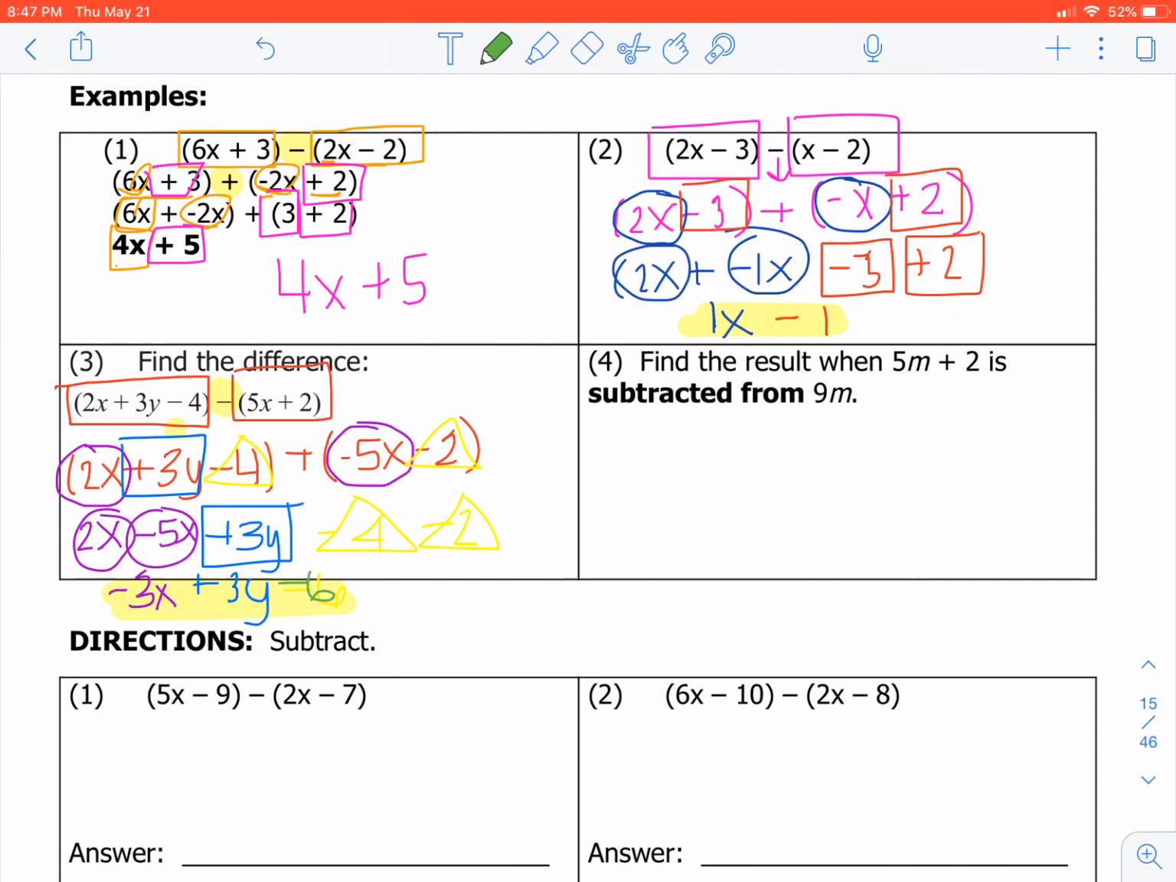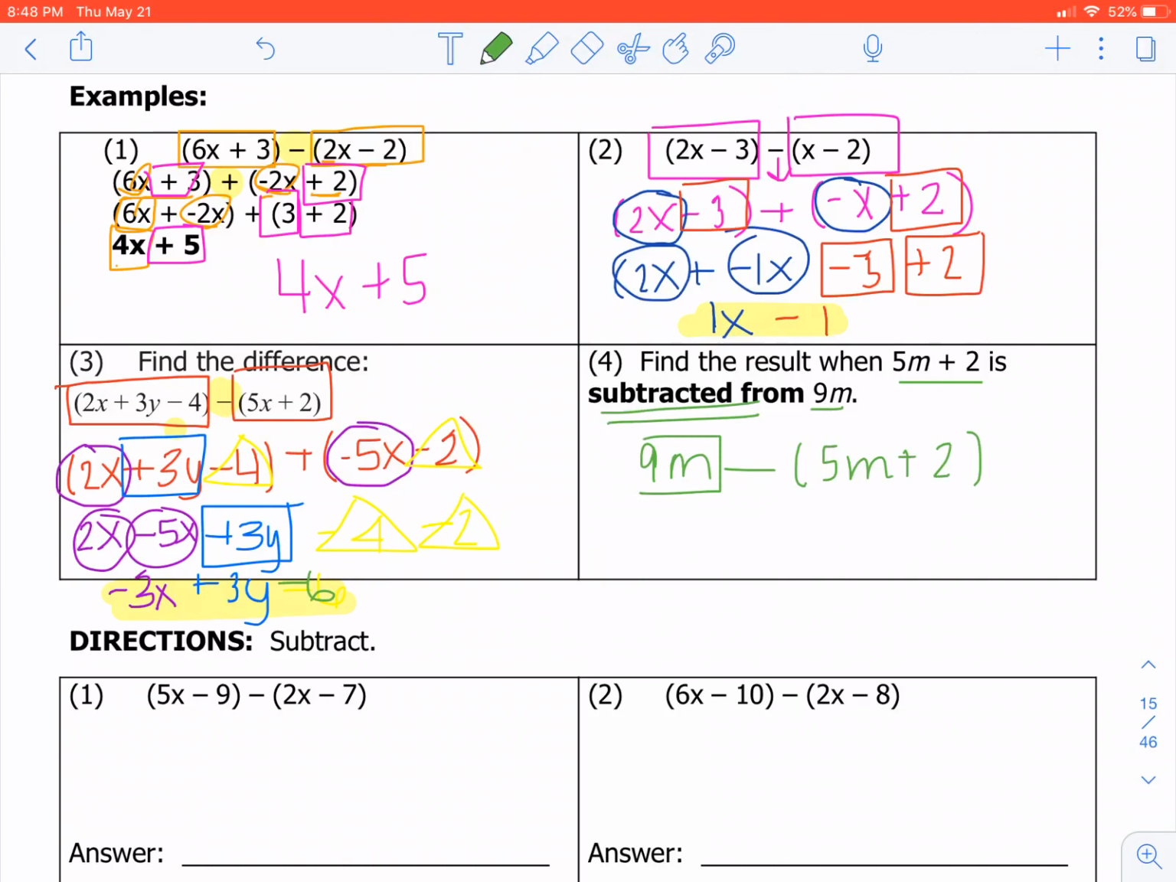All right, so number 4, last one. Find the result when 5m plus 2 is subtracted from 9m. Now, there's something special about that. When you see that subtracted from, that 9m has to go first. Then we're going to subtract 5m plus 2. Okay, so make sure you switch that order.